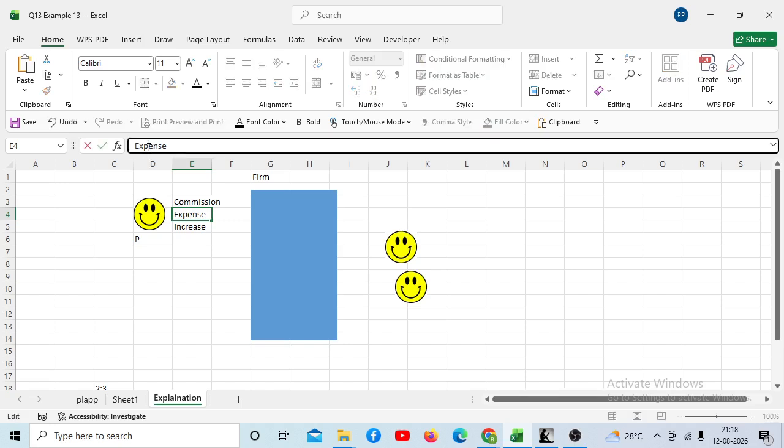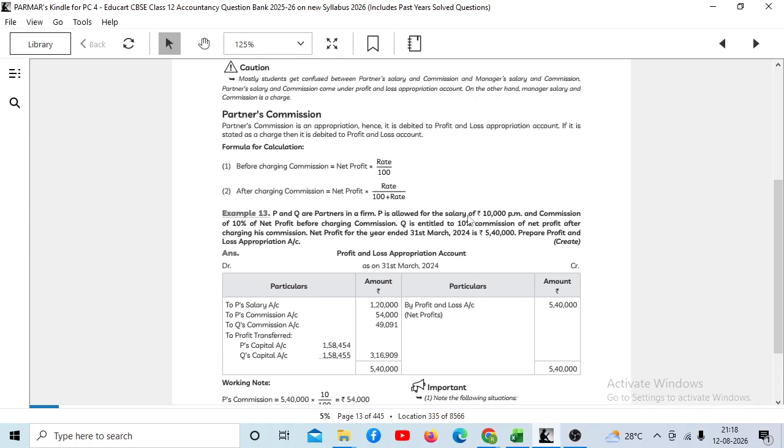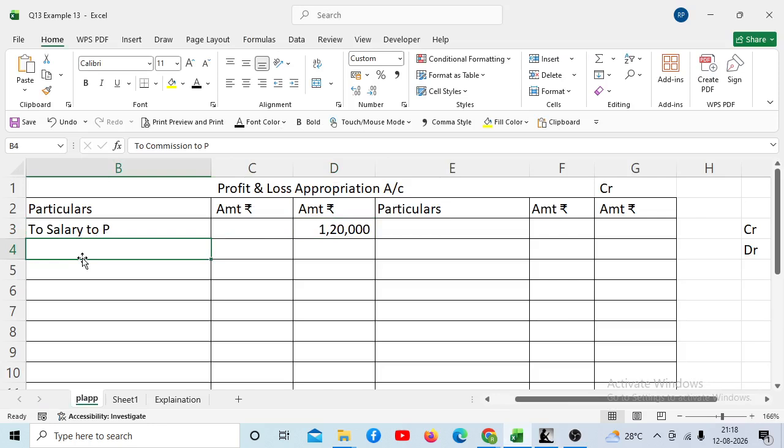And see, read the statement. It is telling that it is to be charged at the rate of 10% before charging the commission, right? So naturally this profit is before charging the commission. We had not charged the commission, so we will purely apply 10% on this. So 5,40,000 into 10 upon 100. First we will write it on the debit side: to commission to P. And calculate 10% on 5,40,000.